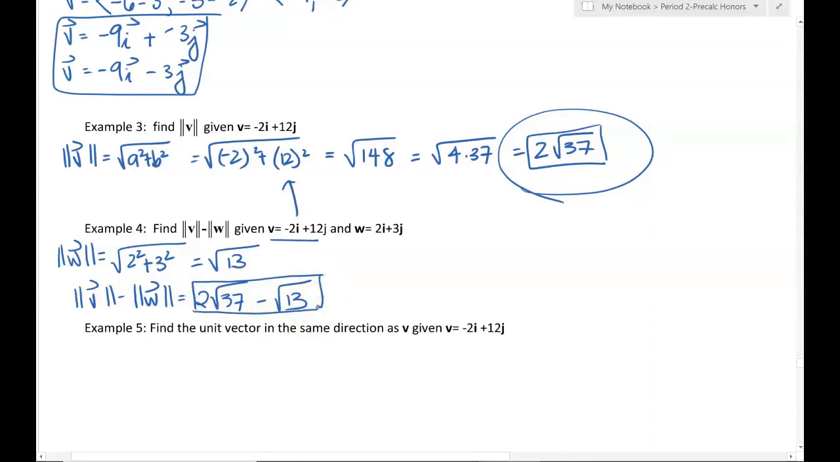You will get the wrong answer if you go and compute magnitude of w, take away magnitude of v, so make sure you do it in the order that it's asking, okay?